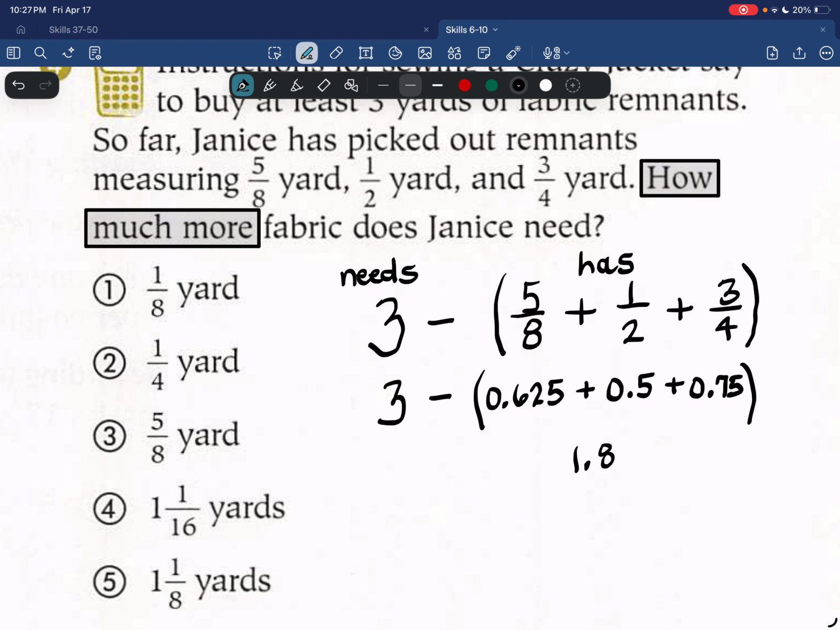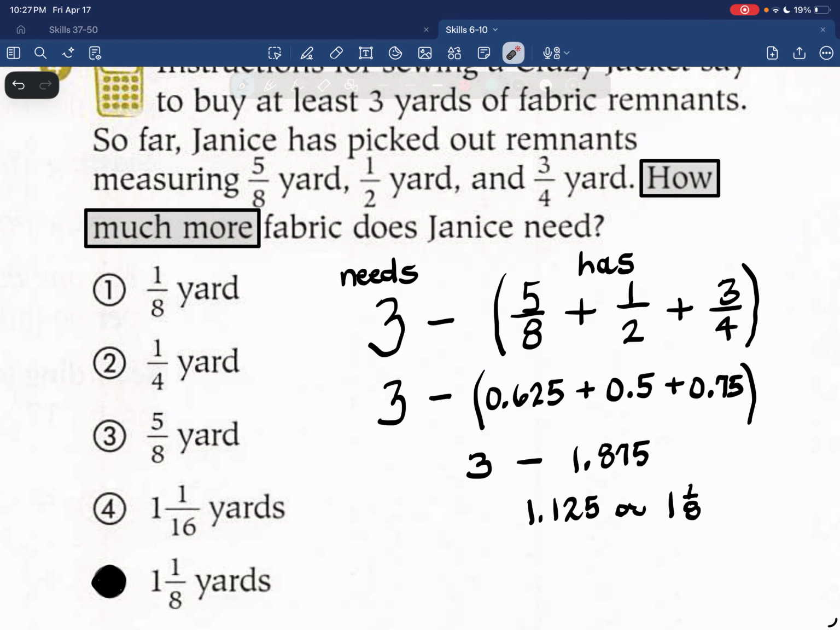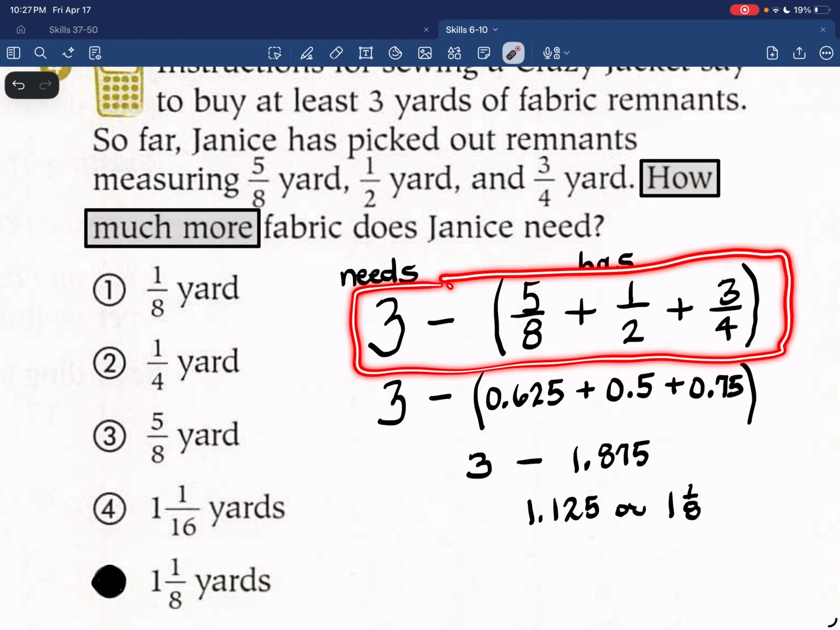So this is 1.875. And then I will subtract that from 3. And that leaves me with 1.125, which I know to be 1 1/8. So that would be option 5. Again, you just put this into your calculator at this step and it will give you the answer. But you do have to use those parentheses.